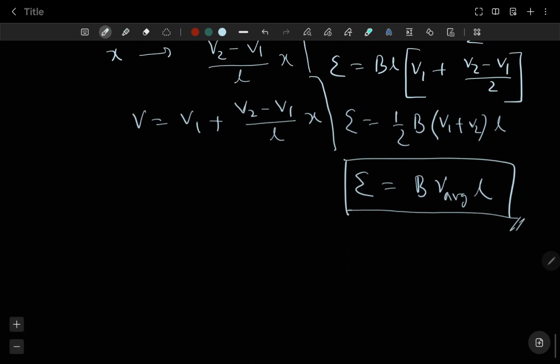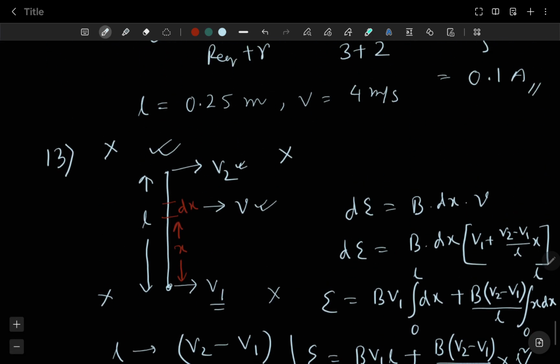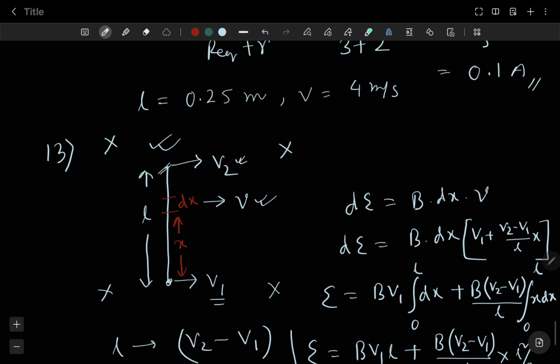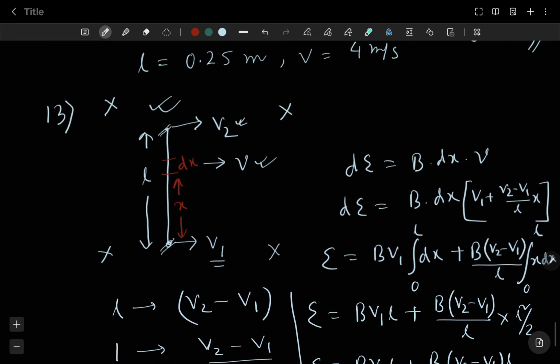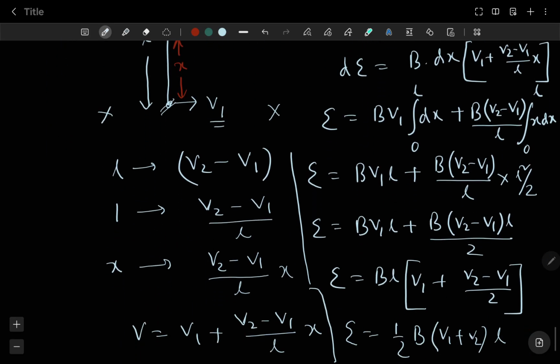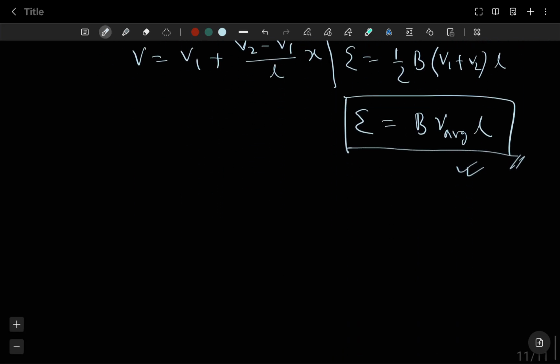When the two ends are moving with two different velocities, the induced EMF can be calculated like this. This is a very important question they ask you. Now the 14.